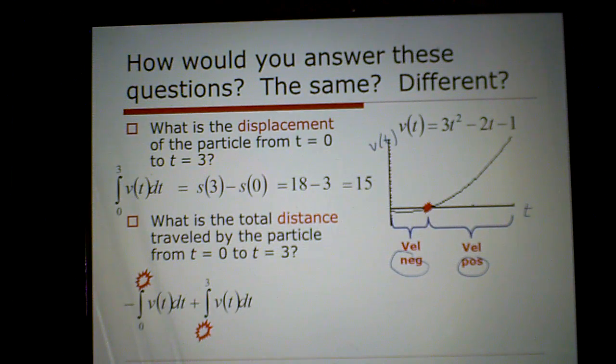But if we want total distance traveled, I don't care whether you went up, down, right, or left. I just want to know total distance. I need those negative velocity values to be turned positive. So notice that I've written two integrals and that I have an unknown upper limit here and an unknown lower limit. What do you think that is?